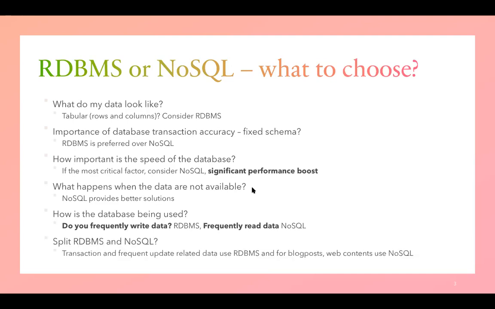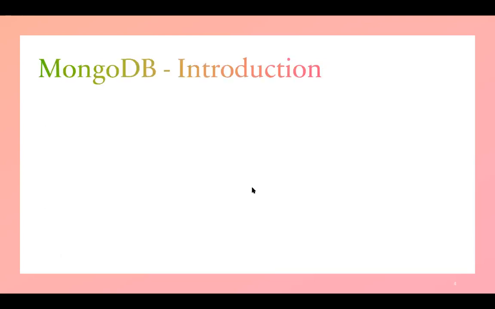Okay. And you can have a split. So for transaction and frequently updated data, use relational database, and for blog posts and web contents, use NoSQL, right? So you can decide what type of data, how you're going to use that data, whether or not you need a performance boost. Based on all these considerations, you can decide to move to NoSQL or relational database.